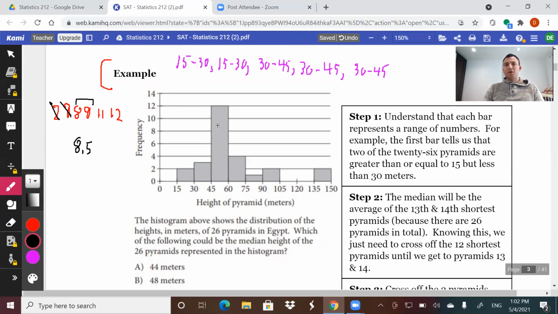So with this frequency chart, we're essentially just going to do the same thing. Instead of writing everything out, we know that we have 2 of these if we write them out, right? We know we have 3 of these. We know we have 12 of these. And because we're looking at 26 in total, we're just trying to get in 13 from the bottom.